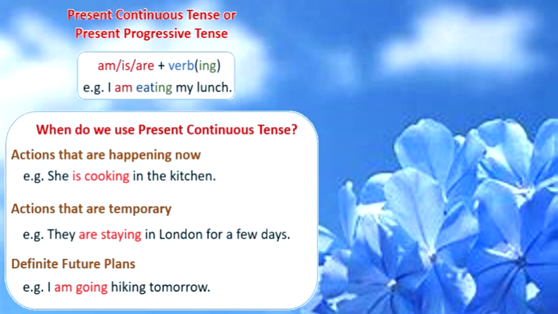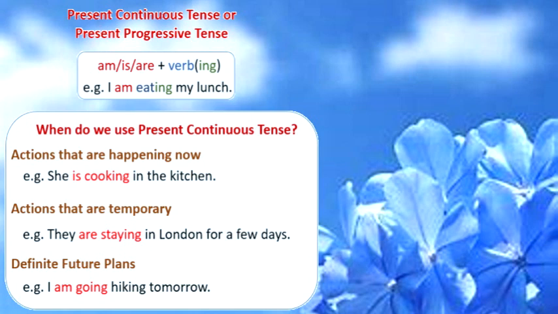Children, let us have a quick recap of present continuous tense, which is also called present progressive tense. Okay? When do we use present continuous tense? Yes, you're right. We use present continuous tense to talk about the actions that are happening now. Like she is cooking in the kitchen.